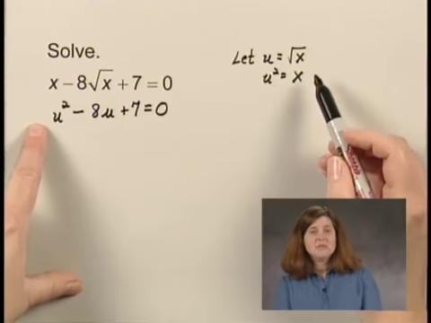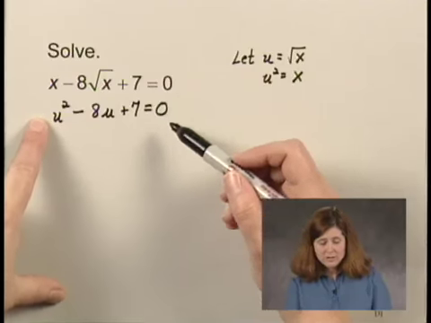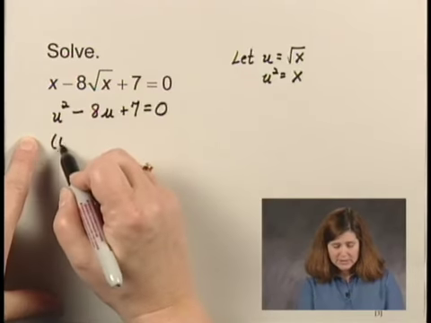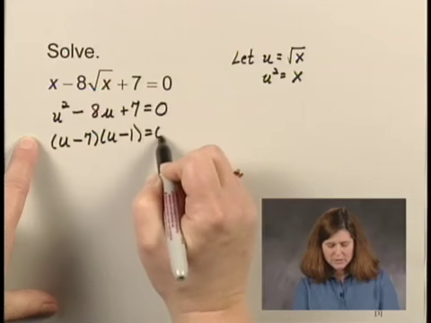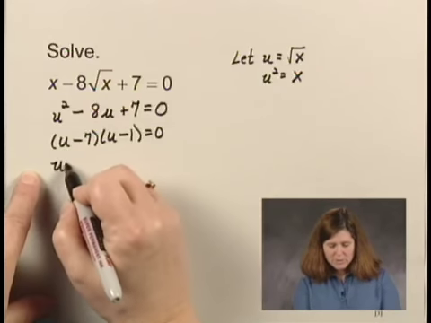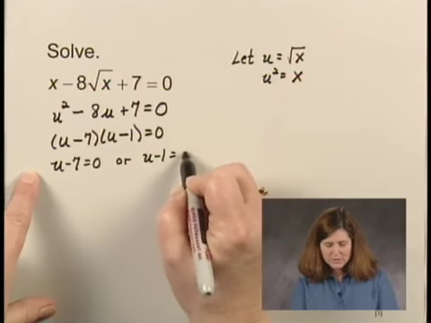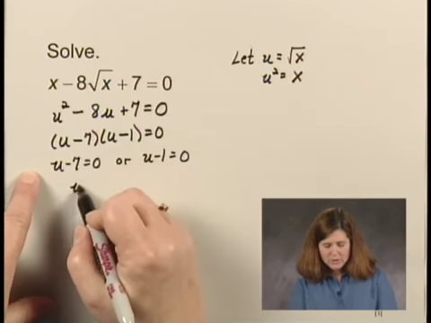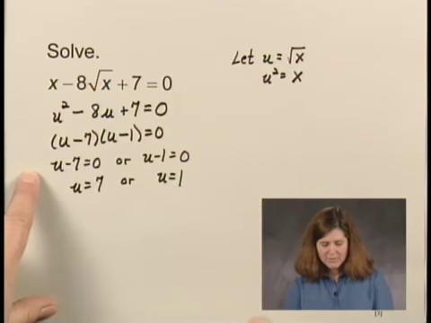Now, by making that substitution, I now have a quadratic equation. And this quadratic equation factors. It's u minus 7 times u minus 1 equals 0. So u minus 7 equals 0, or u minus 1 equals 0. So u equals 7, or u equals 1.